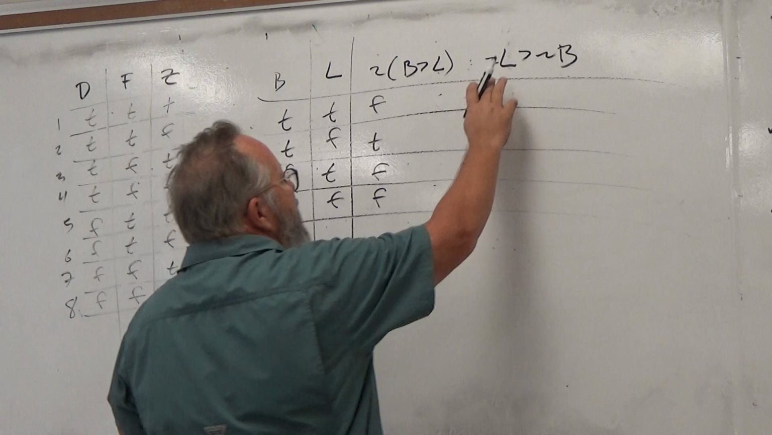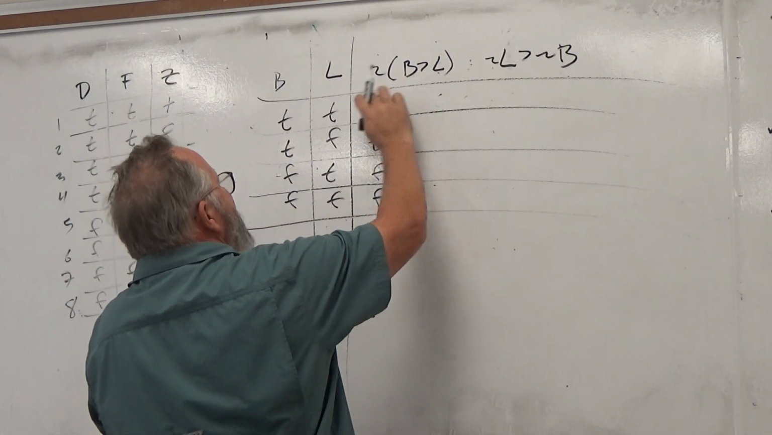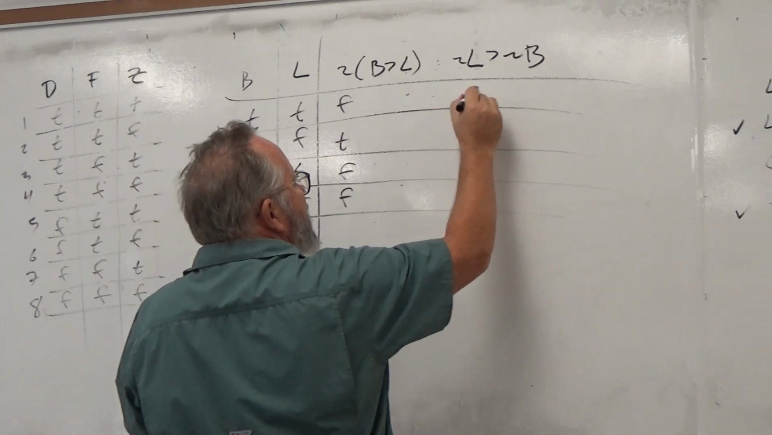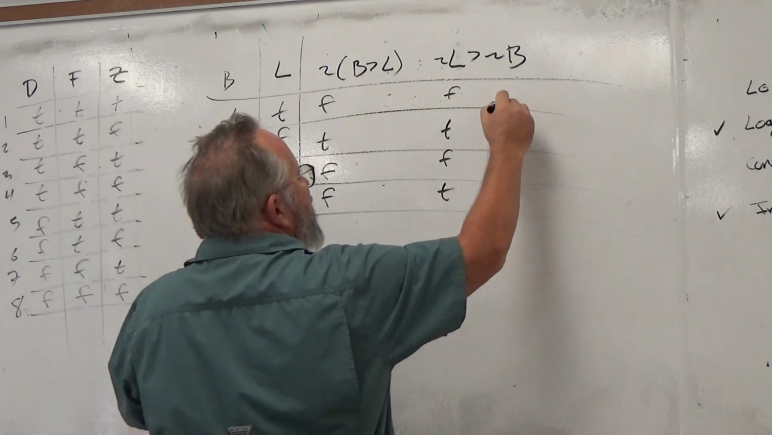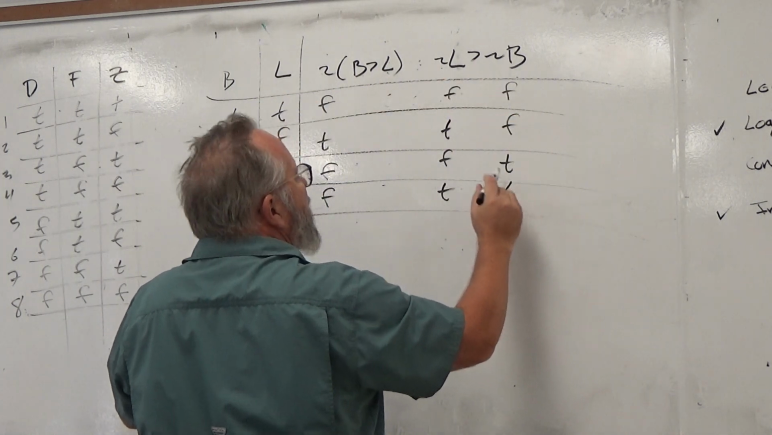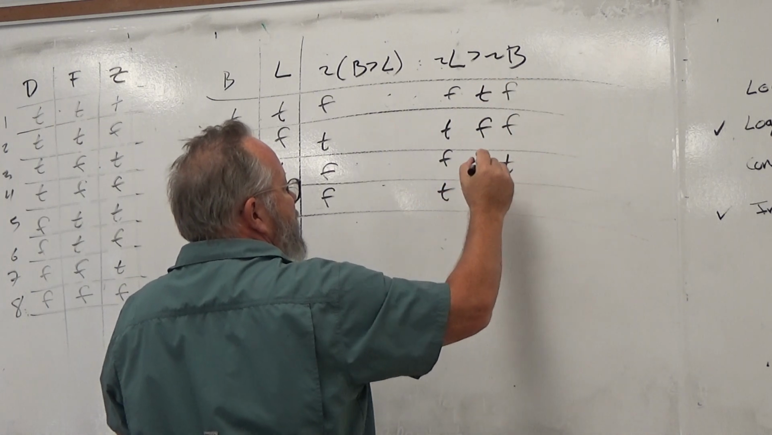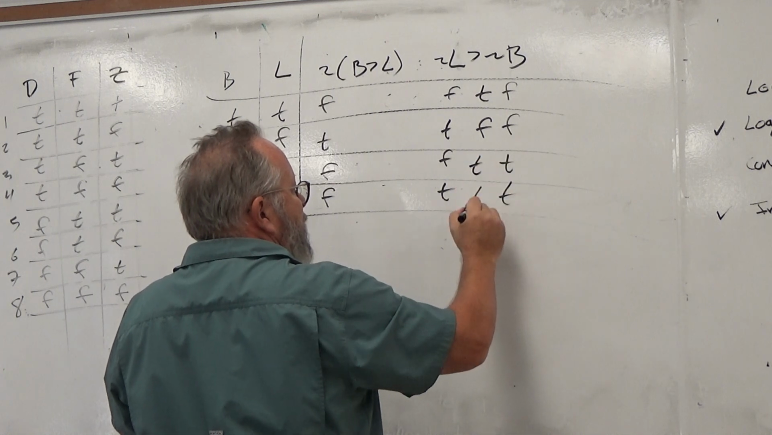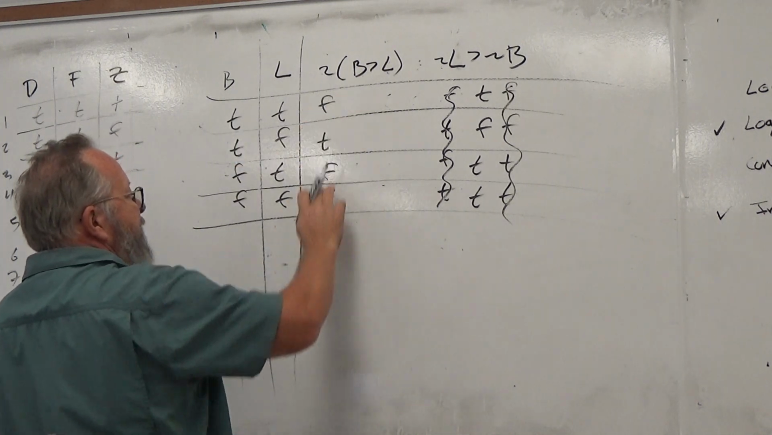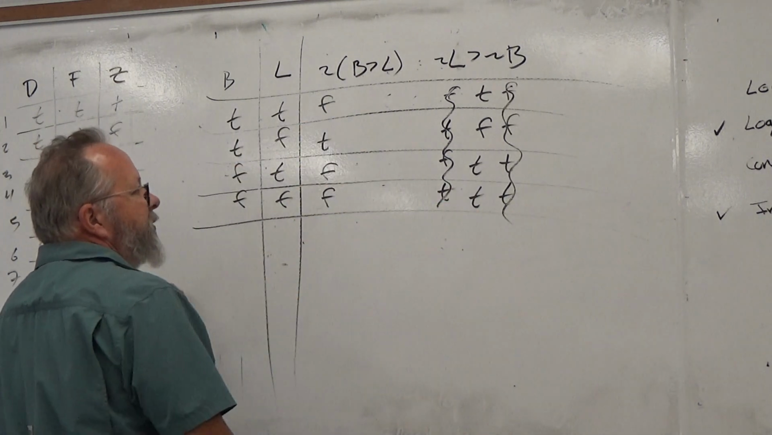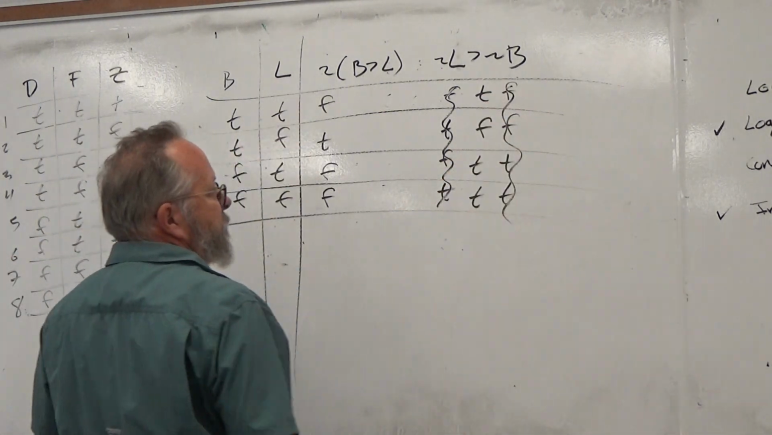Okay, over here, I'm gonna rewrite these columns. This is not L, so I'm just gonna write the opposite of this. So I get false, true, false, true. And B is gonna go false, false, true, true. And now I can just do the conditional. And that's true, false, true, and true. Okay. So what I'm gonna do is I'm gonna have to compare this column with that one, okay? Are they logically equivalent? Do they have matching truth values? No.